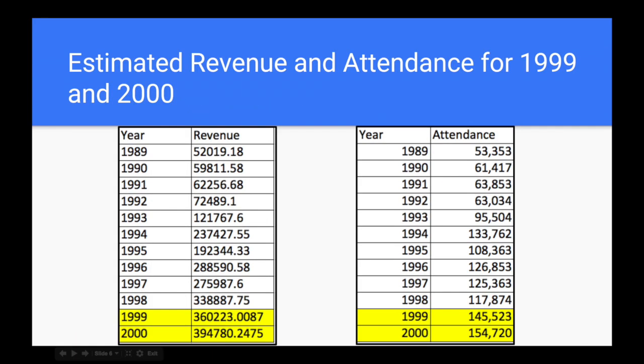After finding total revenue, we utilized the drag and fill tool to find the revenue and attendance for the next 2 years. This gave us for the year 1999 an attendance of 145,523 and total revenue of $360,223.01. And for the year 2000 we found that attendance should be roughly 154,720 and total revenue would be $394,780.25.